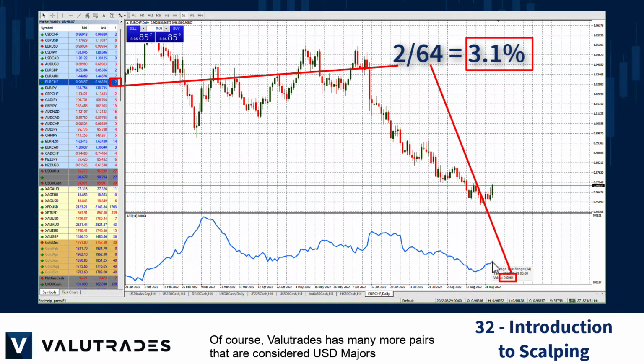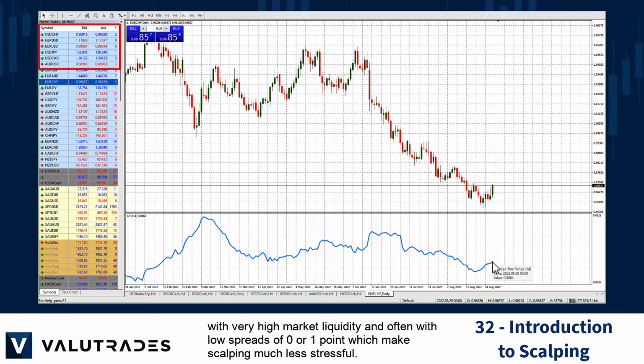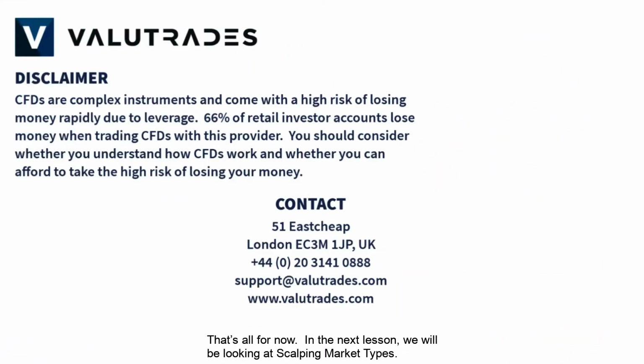Of course, Valutrades has many more pairs that are considered US dollar majors with very high market liquidity and often with low spreads of 0 or 1 point, which makes scalping much less stressful. That's all for now. In the next lesson, we will be looking at scalping market types.